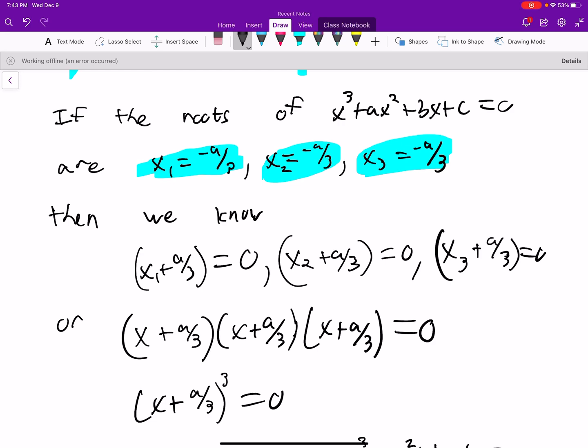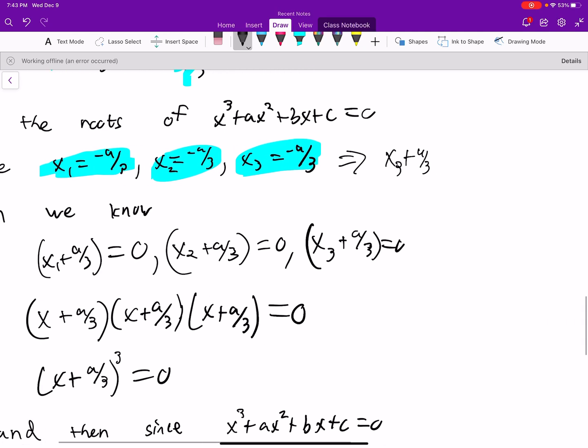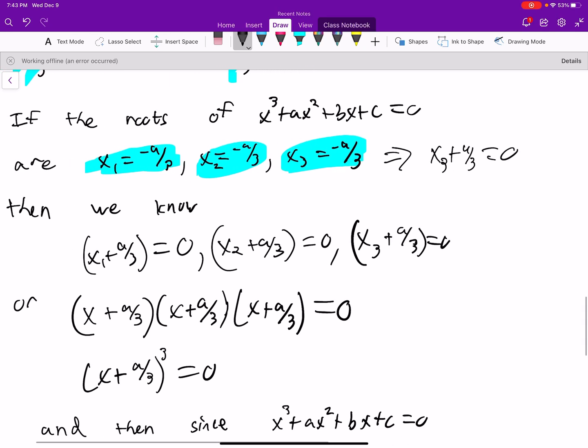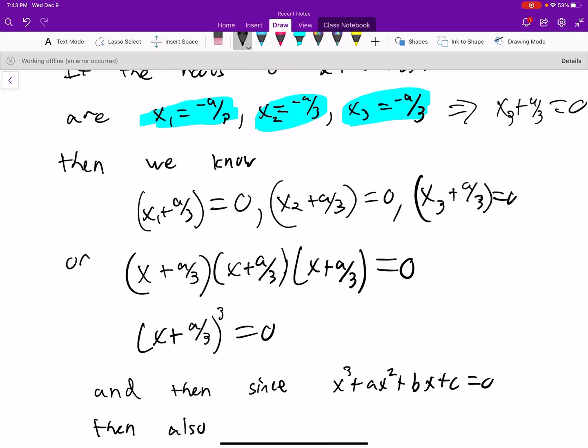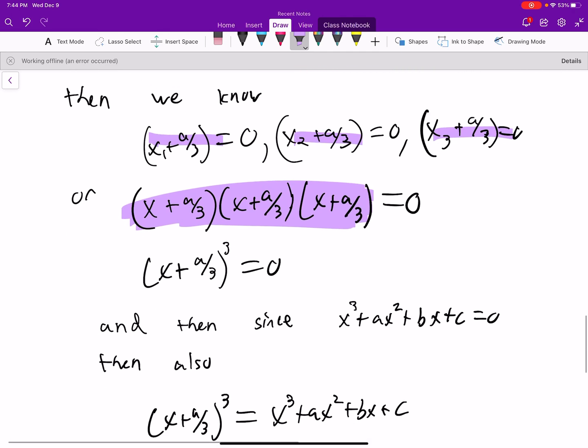So that means if you just add this to both sides, like for example, this one is x3 plus a over 3 is going to be 0. All right, so we have all three of those. Now we're going to multiply all three of them together. So we know that this one is 0, this one's 0, this one's 0. So if we multiply all three of them together, we still get 0. That's 0 times 0 times 0, which is 0. And we get this. (x plus a over 3) cubed is 0.